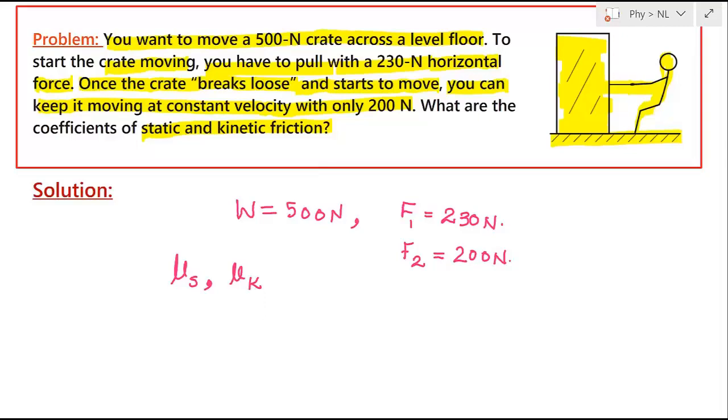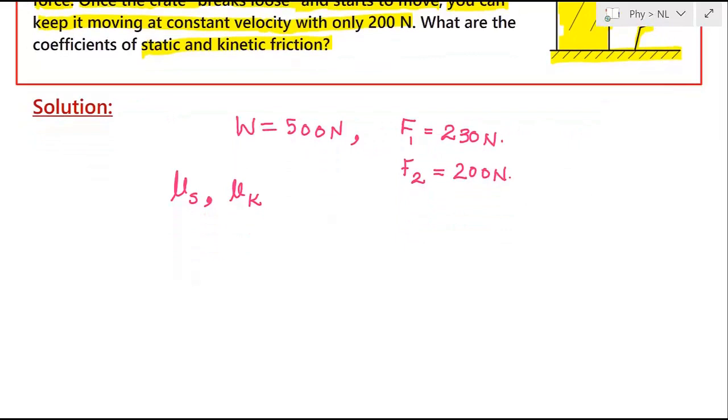Now how will you solve this problem? You see, there are two situations. In one situation this is not moving. In that case the crate is in equilibrium, so we can apply Newton's first law. In the second situation it is moving with a constant velocity. Since this is moving with a constant velocity, this is still in equilibrium. So we can apply Newton's first law in both cases. So we will consider Newton's first law, draw the free body diagram, then write the equations, and then calculate the coefficients of friction.